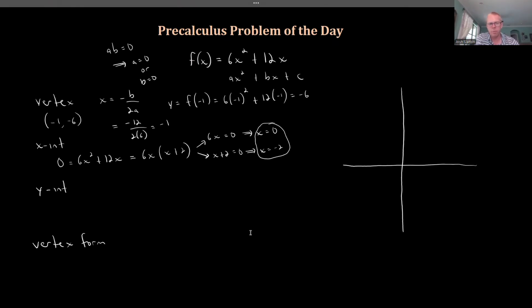Then to get the y-intercept, of course, we just find f of 0. So that would be 6 times 0 squared plus 12 times 0. That would be 0. So that's our y-intercept. And then vertex form.